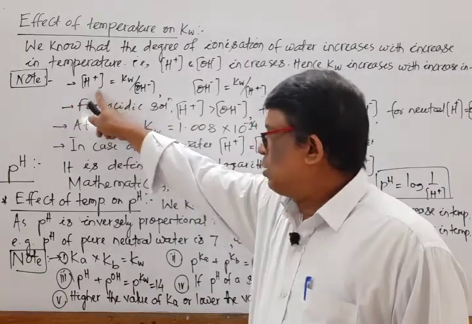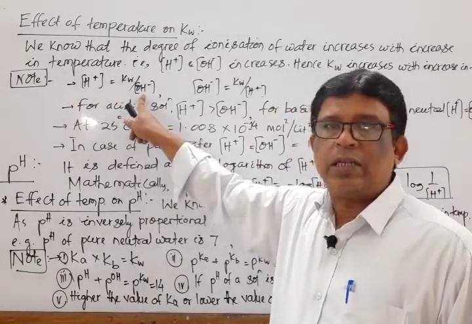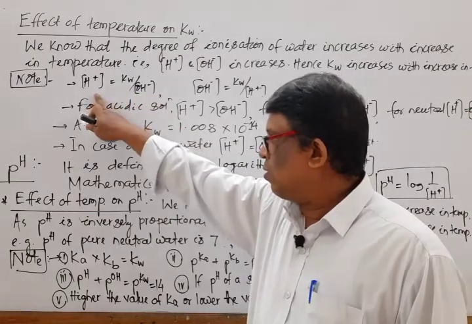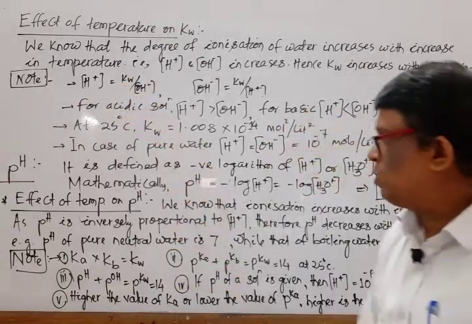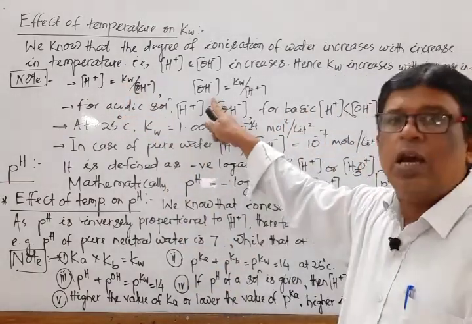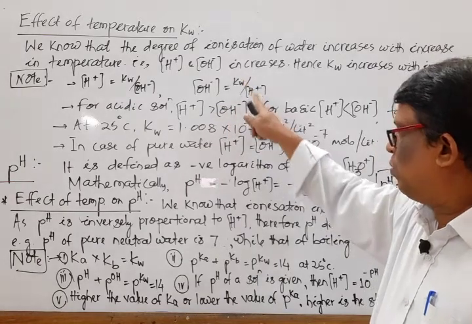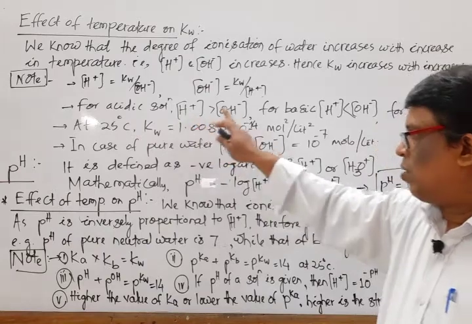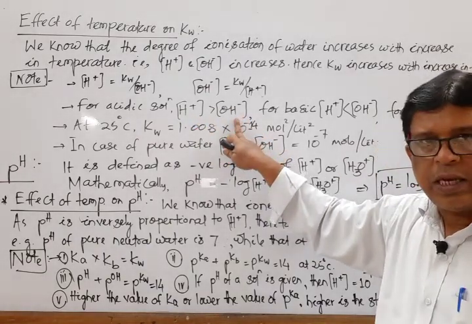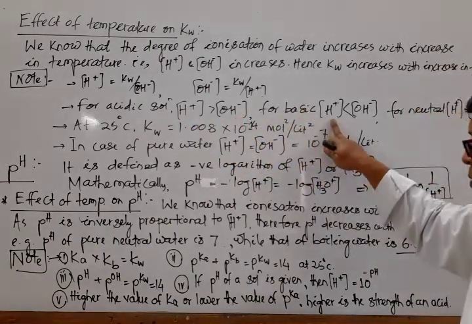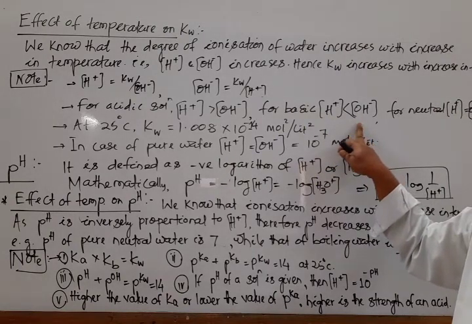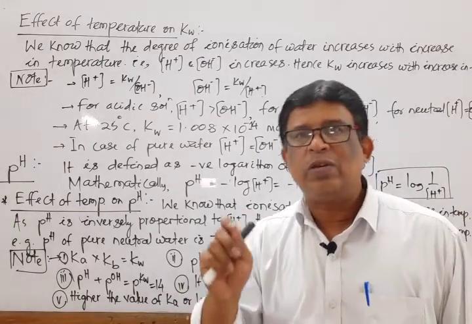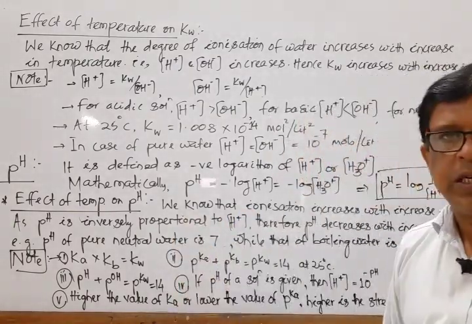We know H plus ion concentration into OH minus ion concentration is equal to Kw. So if OH minus ion concentration is given, then H plus ion concentration is equal to Kw by OH minus ion concentration. Similarly, OH minus ion concentration is equal to Kw by H plus ion concentration. For an acidic solution, H plus ion concentration is greater than that of OH minus ion. For a basic solution, H plus ion concentration is lower than that of the OH minus ion. And for a neutral solution, H plus ion concentration is equal to that of OH minus ion concentration.